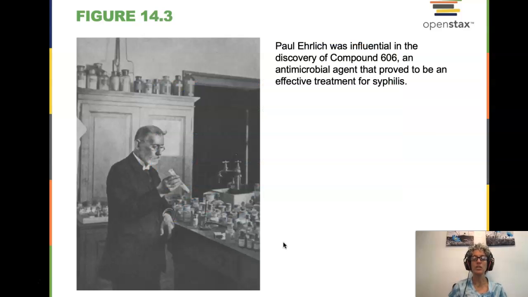Again, you're not going to need to know the names of the scientists, but one of the first antimicrobial agents was what he called compound 606 that treated syphilis. That is a sexually transmitted illness, but it can have systemic-wide effects, including bone-deep sores and mental health issues. And we will cover our sexually transmitted illnesses in a later chapter.